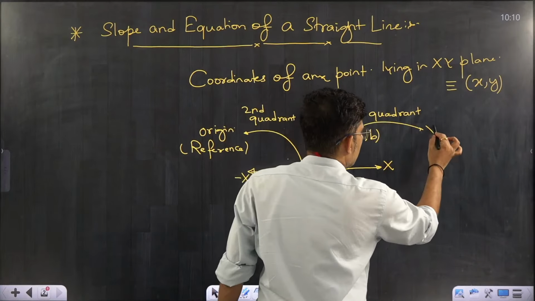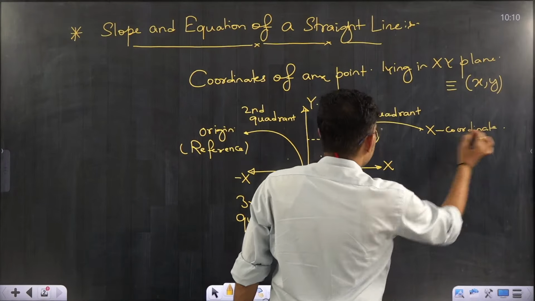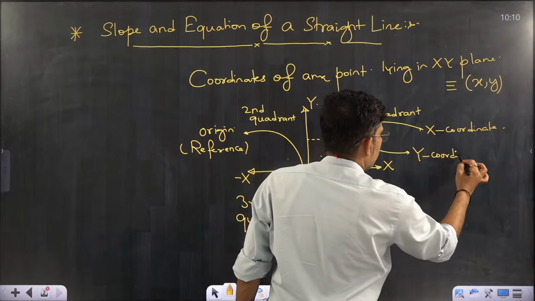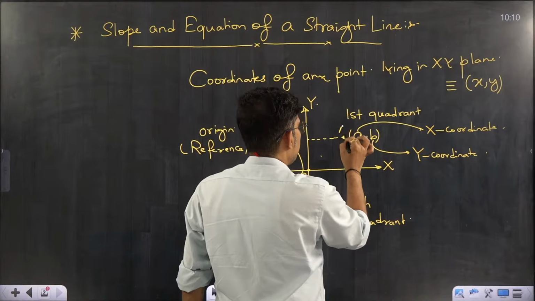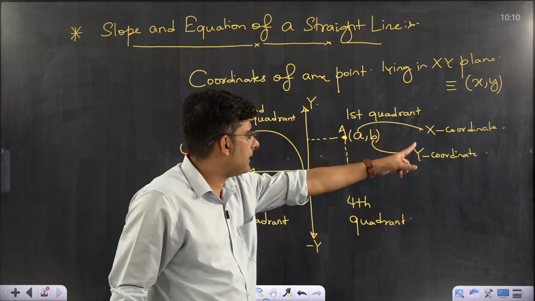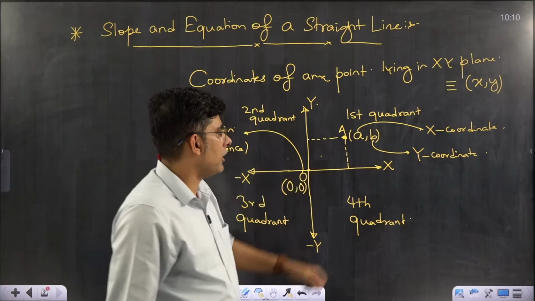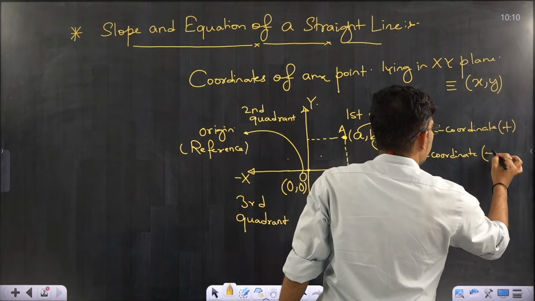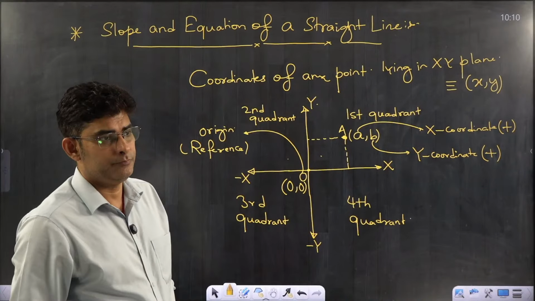A will be called the x coordinate, b will be called the y coordinate. So suppose I take any point over here, let's call it capital A. When we take x and y coordinates of the point A, you can see x coordinate, y coordinate both here are positive. So in first quadrant, both the x and y coordinates will be positive.